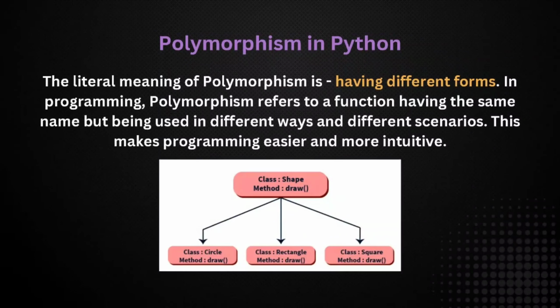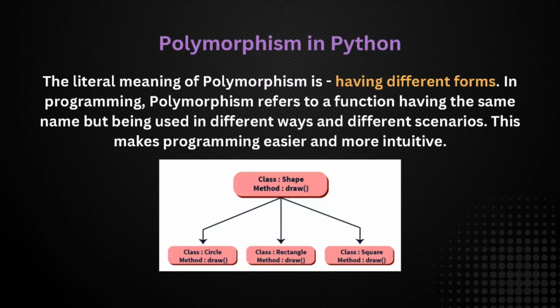Now let's move towards the third pillar of OOPS, which is polymorphism. So poly means many and morphism means form. In programming, polymorphism refers to a function which has the same name but is used in different ways and in different scenarios. This makes programming easier and more intuitive.